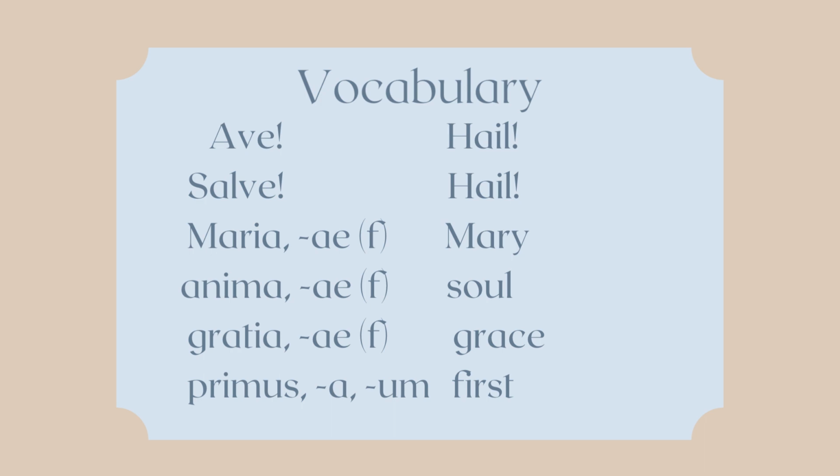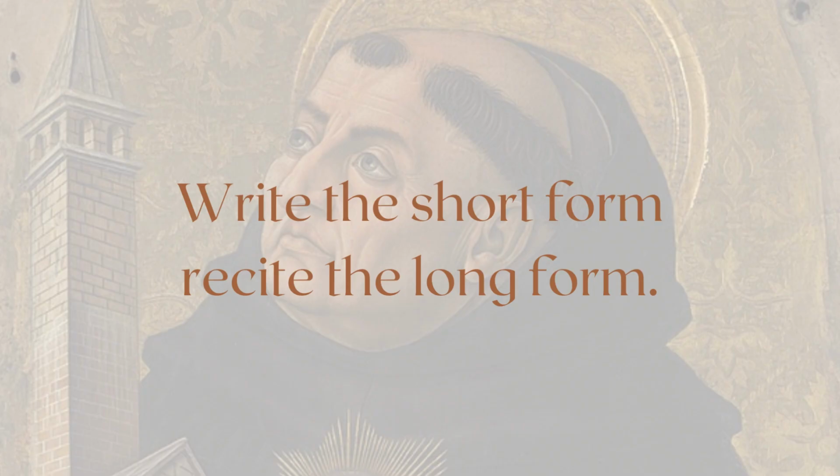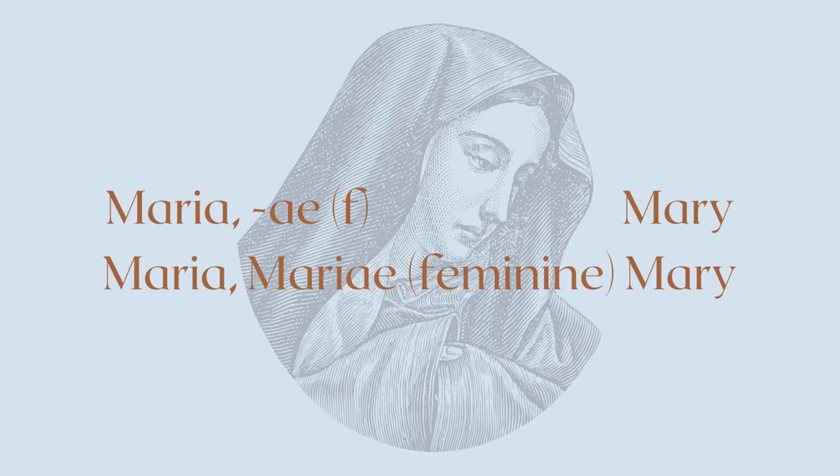Now, you would have noticed that the words that I spoke were a little different from the words that are written. We use an abbreviated form for writing our vocabulary entries, and if you look at a Latin dictionary, you'll also find the abbreviated form. But don't be overwhelmed by the notation. Start to memorize now, even before you understand what everything means. Write the short version, but recite the long version. And taking the example of Maria, the expanded version again is Maria, Mariae, feminine, Mary.